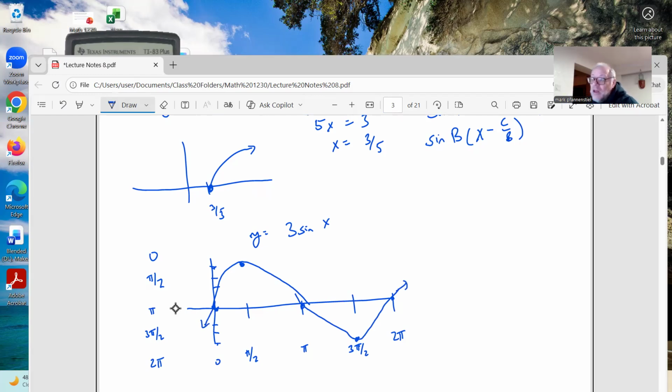All right. So usually when you have these problems, graphing trigonometric functions, you are asked to plot or identify 5 different points on your graph.